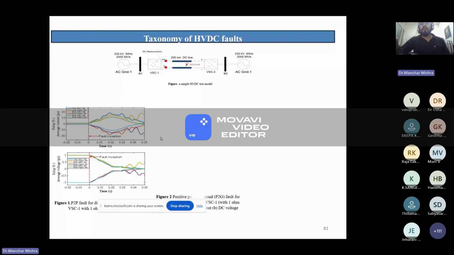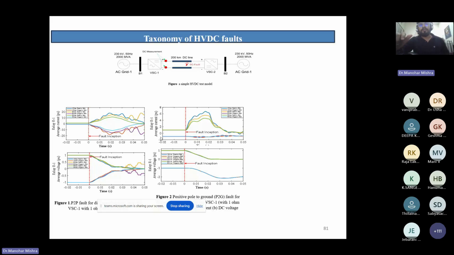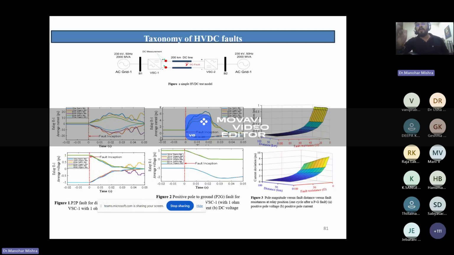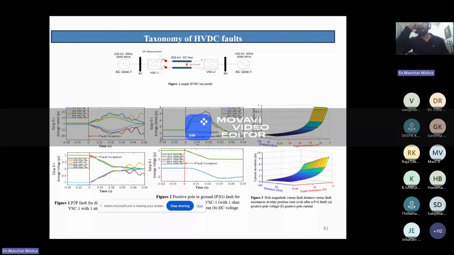Then pole to ground, meaning either positive pole to ground or negative pole to ground, and how it behaves after the fault inception. Then if we plot the magnitude with respect to distance and with respect to the fault resistance, a huge variation goes on. With variation from very high to very low, it is very difficult to apply a normal relaying algorithm with a threshold value to detect which fault has occurred.